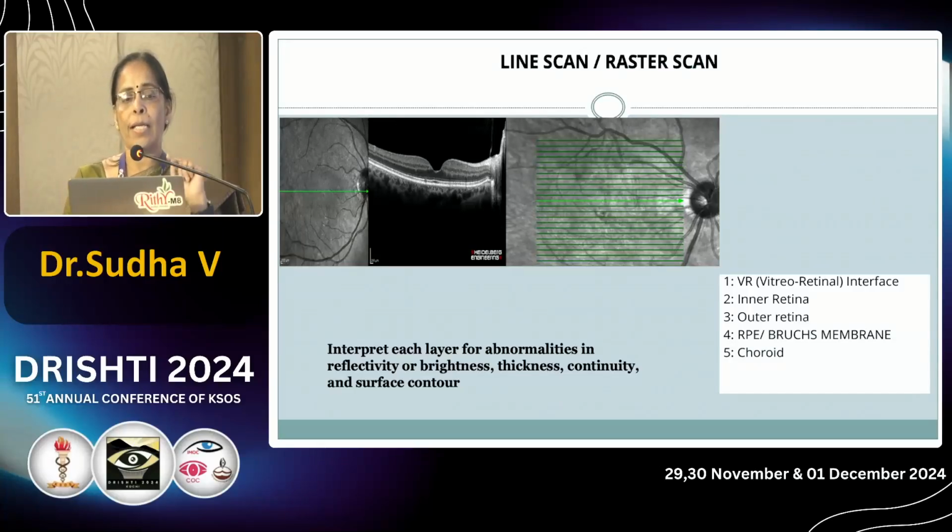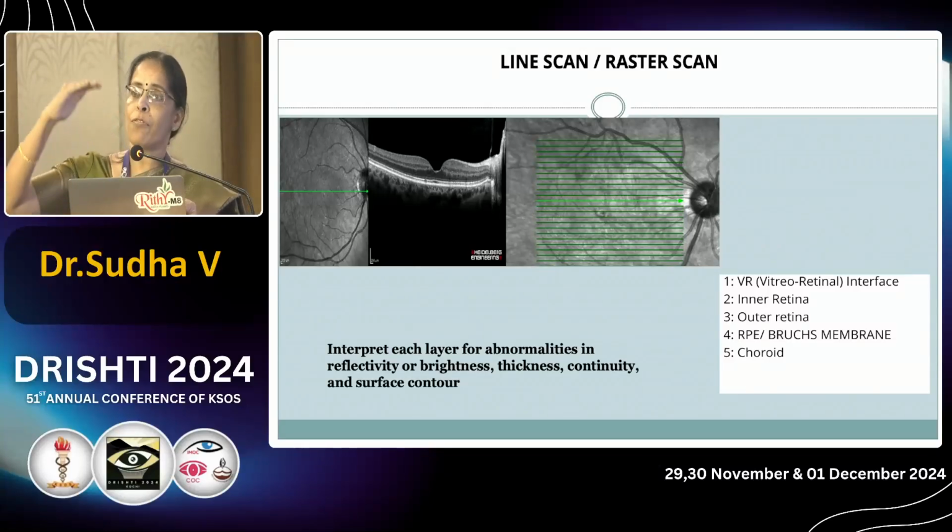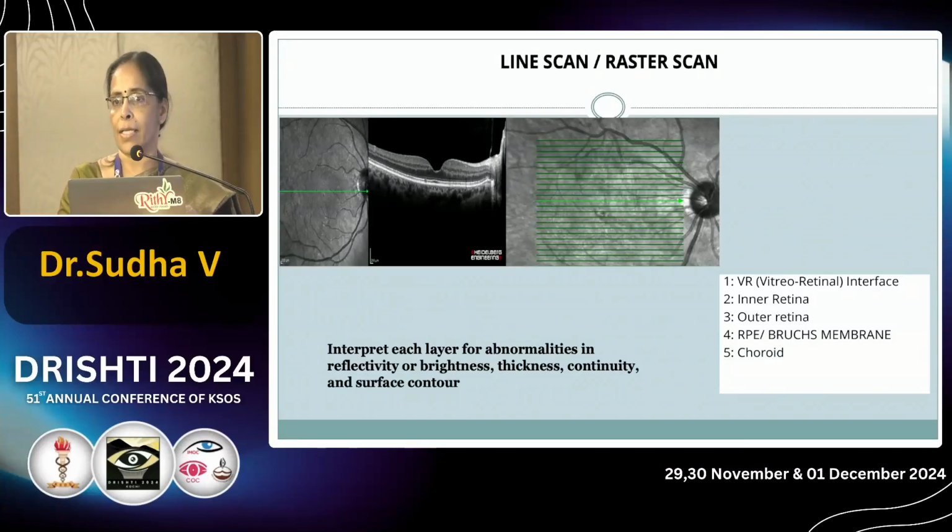So one line scan. What is a line scan? A lot of A scans are going into the tissue in one line. Right? So that number of A scans is giving you one B scan, right? And number of B scans is giving you a raster line scan. So what is it doing? It's just sending A scans in one particular line. So what will this give you? This will let you interpret that.